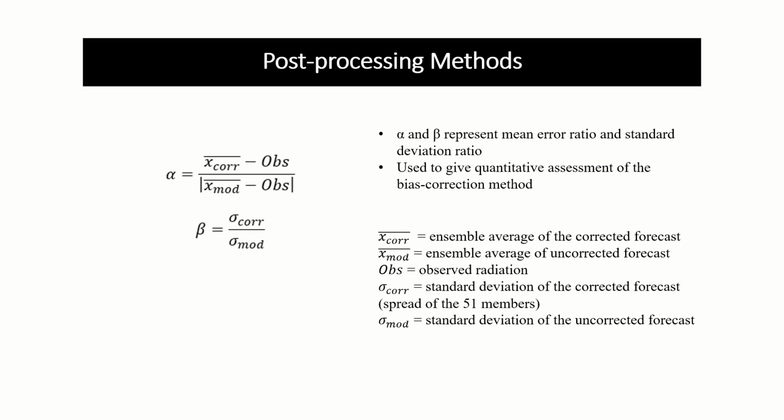So to assess the performance of the bias correction method, the empirical quantile mapping method to bias correct the model output, here we define two parameters. The first one is alpha, that represents the mean error ratio, and the second one is beta, which represents the standard deviation ratio. So if the error after the bias correction process is lower than before the correction process, then alpha value should be lower than 1. And if the spread of the ensemble forecast is lower after the bias correction process, the beta value should be lower than 1 too.